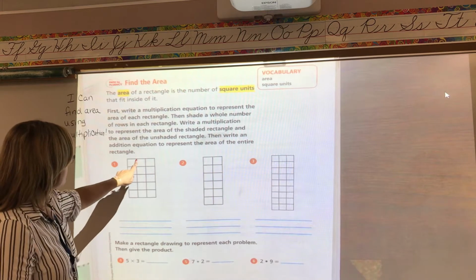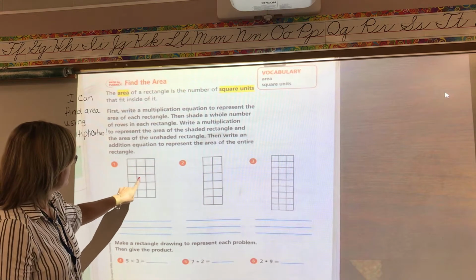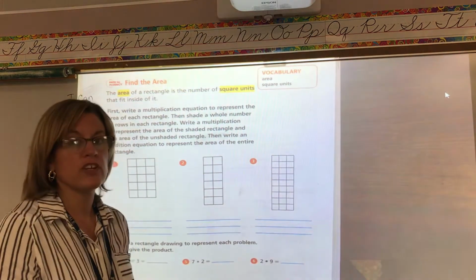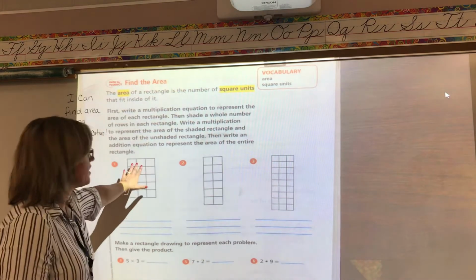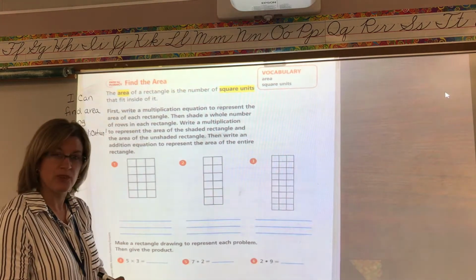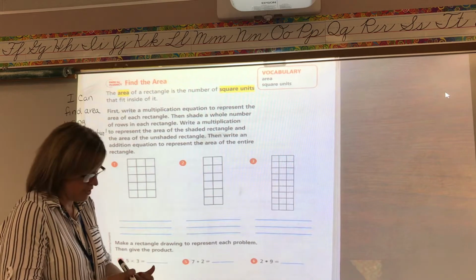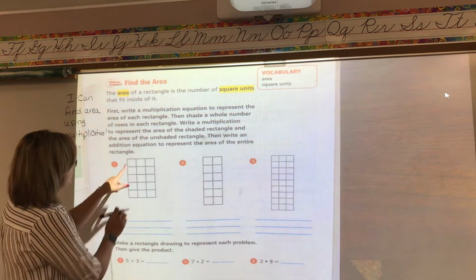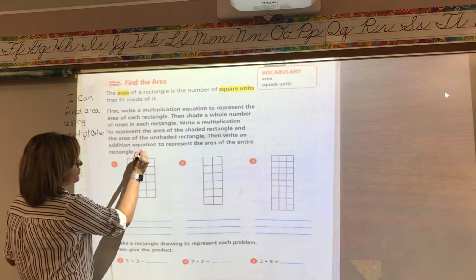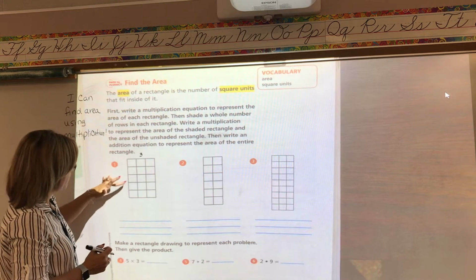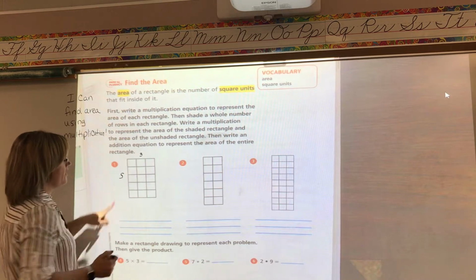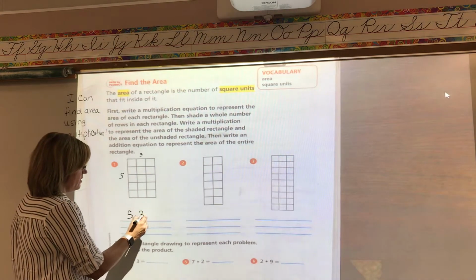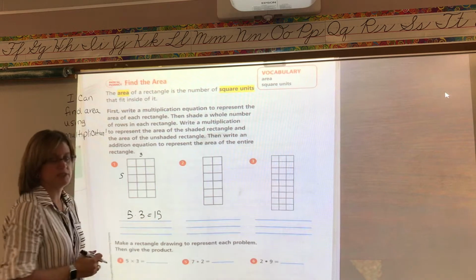So if you look here, I see 1, 2, 3, 4, 5, 6, 7, 8, 9, 10, 11, 12, 13, 14, 15 square units. There's lots of ways to find area. We can count out each one of those squares. But if our shape was rather large, that would take a long time. Luckily, we have some multiplication skills in place now, so we can use those. I can look up here and say, I have 3 squares going across the top, 5 square units going down. I know that 5 times 3 equals 15. So I would write 5 times 3 equals 15.